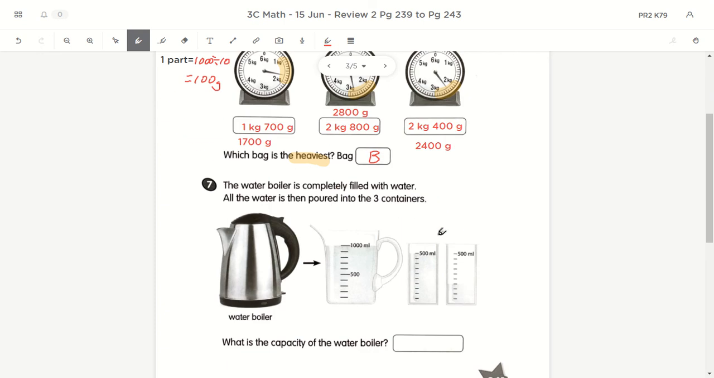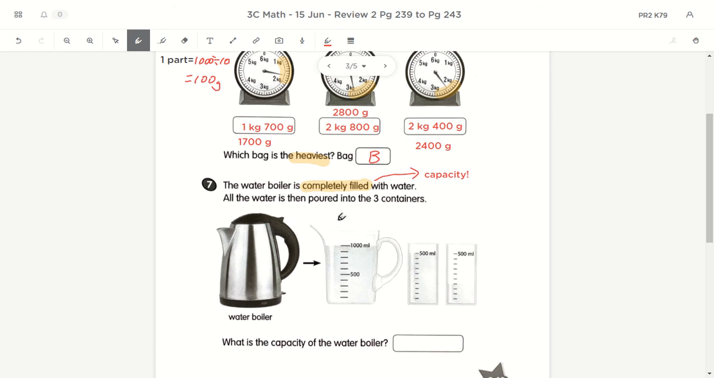Alright, so the next one, quite simple. A water bottle is completely filled with water. So initially it's completely filled with water, which is the capacity already. So let's write it out. This is actually the capacity, because it's filled to the maximum that it can hold. Then after that, you pour into 3 containers, this container, this container, this container. If you look at your worksheet, it is much clearer.